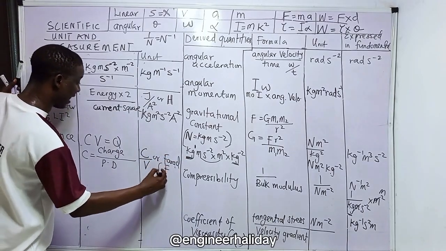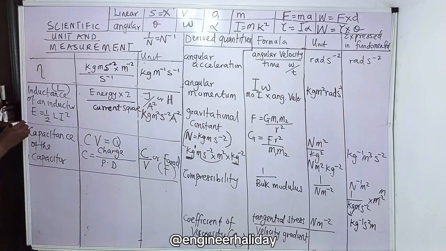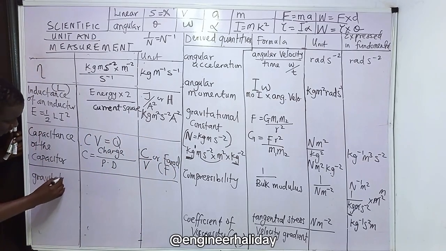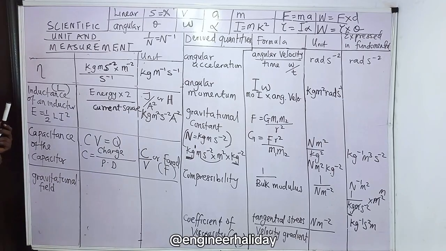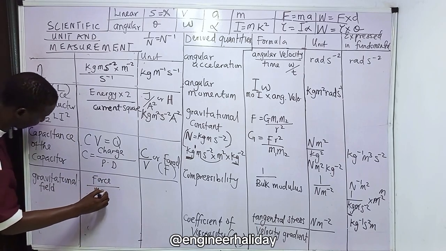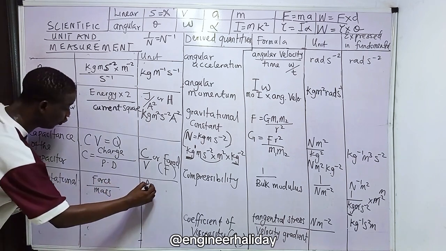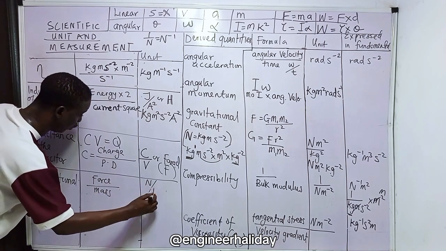Farad, capital letter F, is named after someone. We name units after people. We have several of them. We have gravitational field. Gravitational field is the same thing as force divided by mass, which is equal to Newton per kilogram.